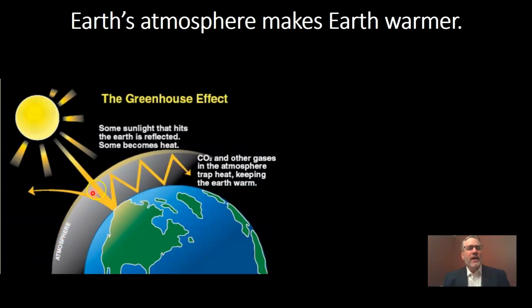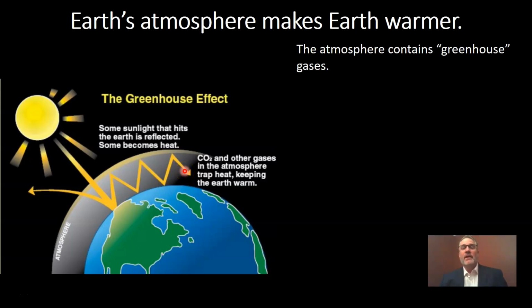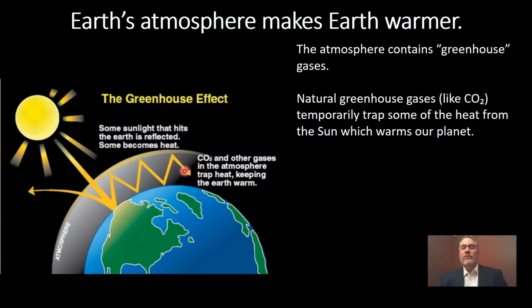I want you to think of these gases as being like a blanket. Okay, so the gases that we're talking about, they're gases like carbon dioxide. Those are called greenhouse gases, and this idea that energy from the sun, heat energy, temporarily gets trapped near Earth's surface is called the greenhouse effect. And so greenhouse gases, which occur naturally, like CO2, temporarily trap some of the heat from our sun, which of course warms our planet.